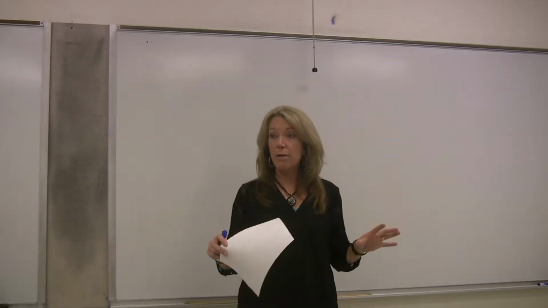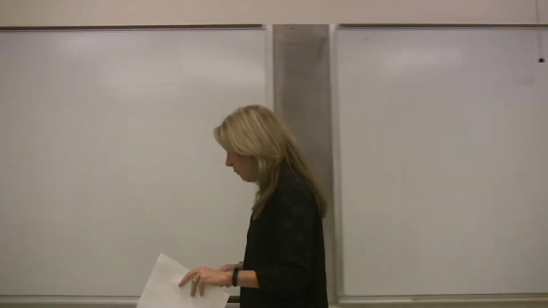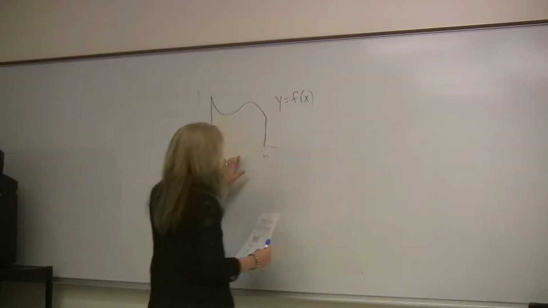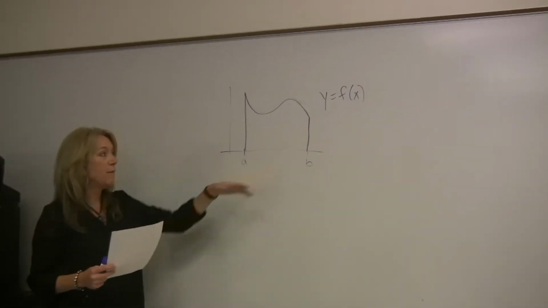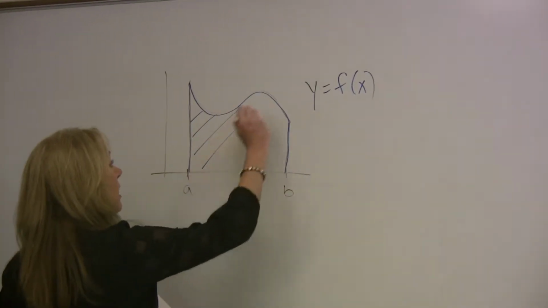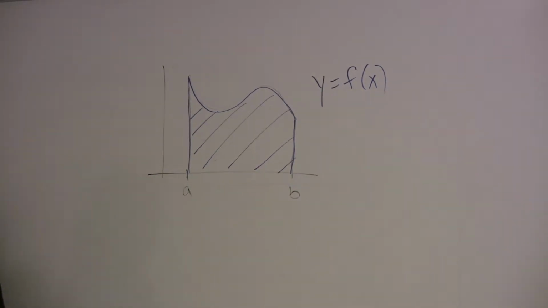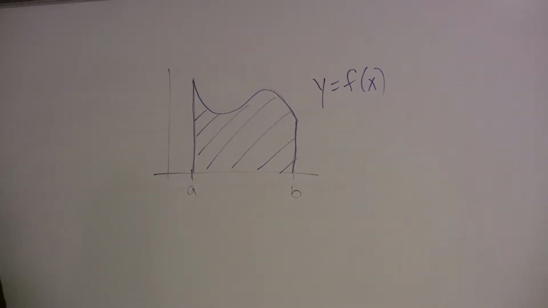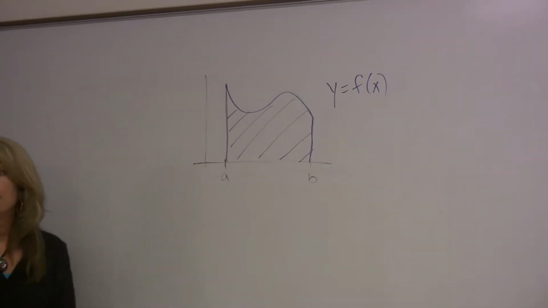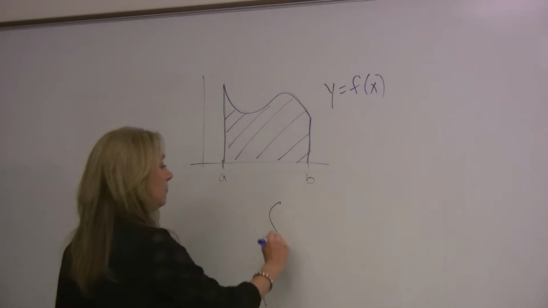Hopefully, wherever you took Calc 1 before, you learned about the area underneath a curve. So if we have some function here, like the picture that you have in your notes, and you wanted to find this area in here underneath the curve down to the x-axis, how did we find that area? We take an integral of f of x from a to b.